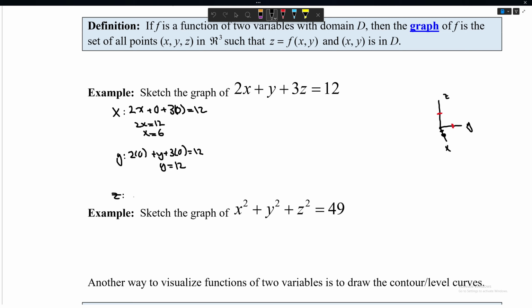And for my z, what do we have? 2 times 0 plus 0 plus 3z equals 12. And then z equals 4. And now when we graph this, same thing, so make a straight line.